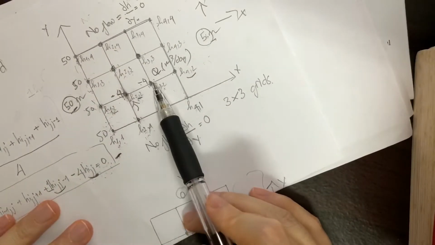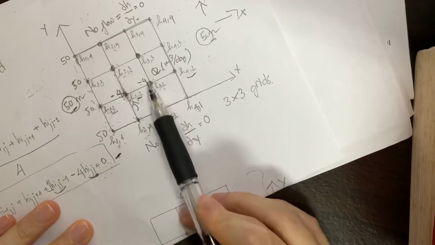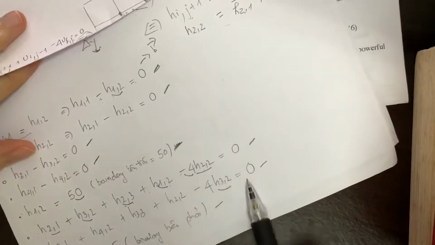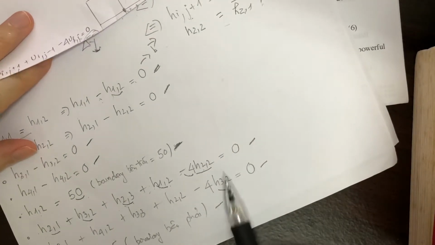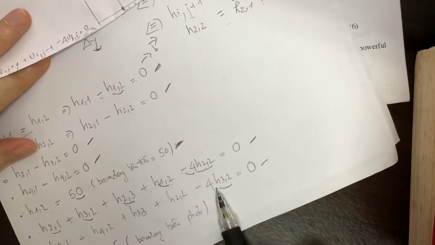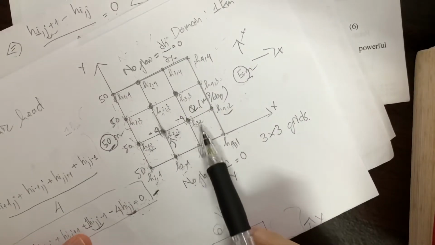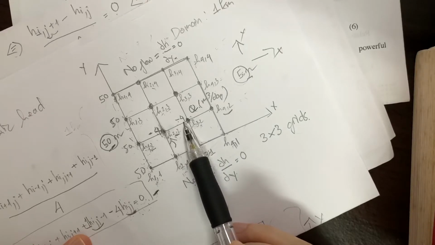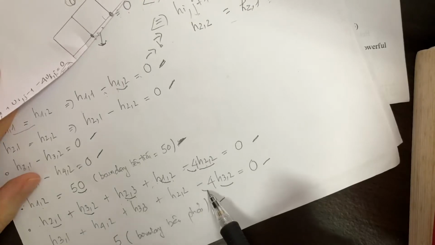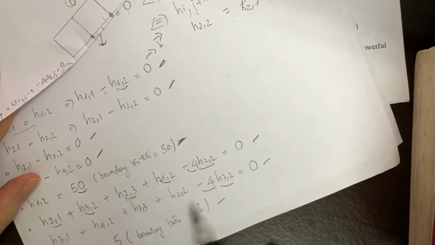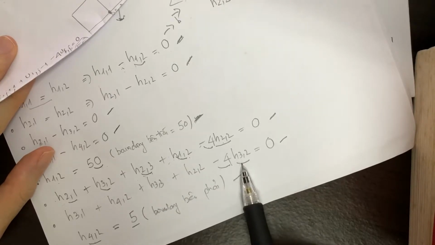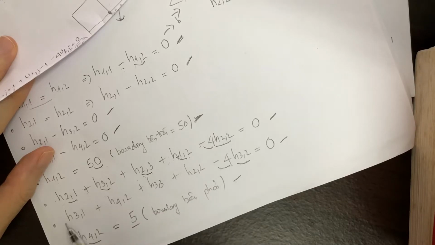And the next point is the same. The next point, S32, will be the same as the previous one. You have S32 with the coefficient -4 like this, and all around S32, the nodes will have the coefficient of 1 like this.